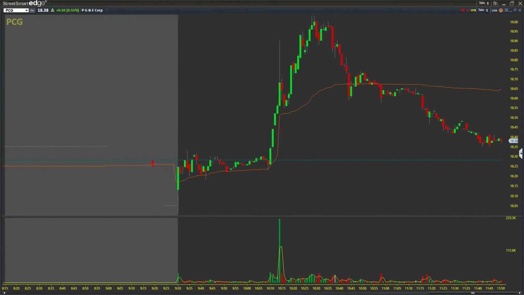PCG, another pattern breakout. Slowly making higher lows.